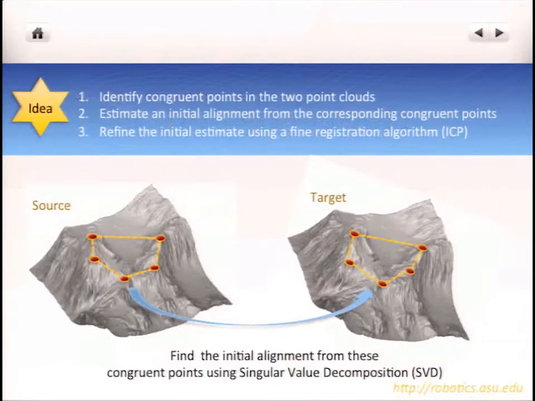Our approach to global registration is to find congruent structures in the source and the target point clouds. And from the corresponding points of these congruent structures, estimate the initial alignment using SVD and then refine it later using an algorithm like ICP.